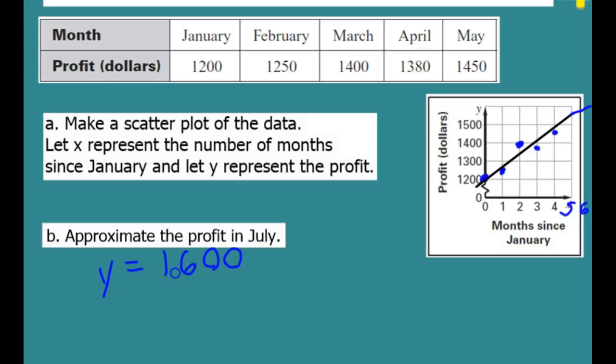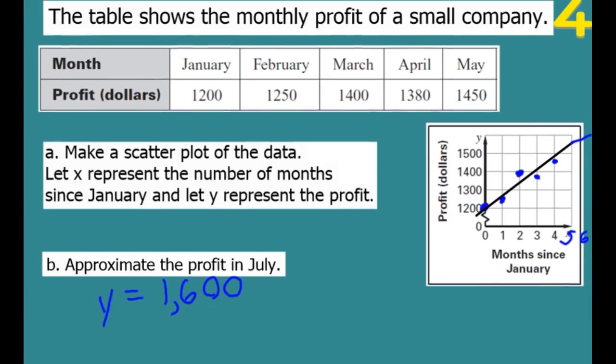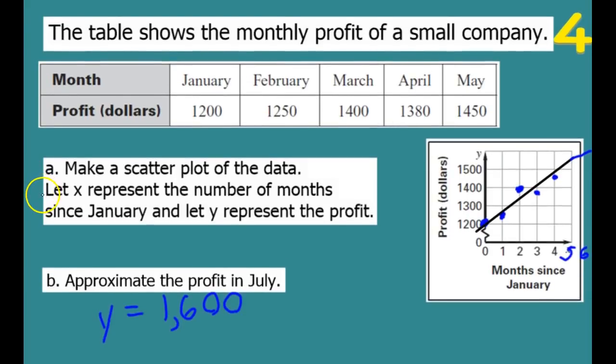So again, this is just an estimate or a guess. This is not exact. We're just approximating it. So the profit in July was about $1,600.